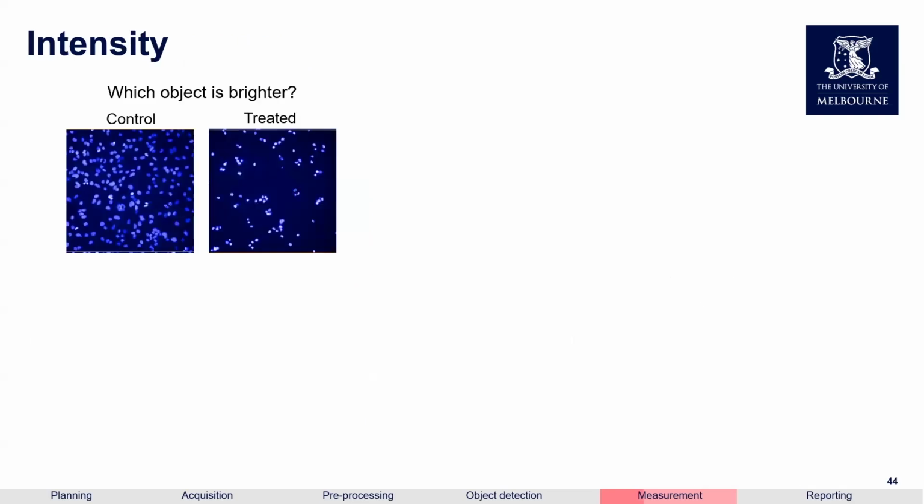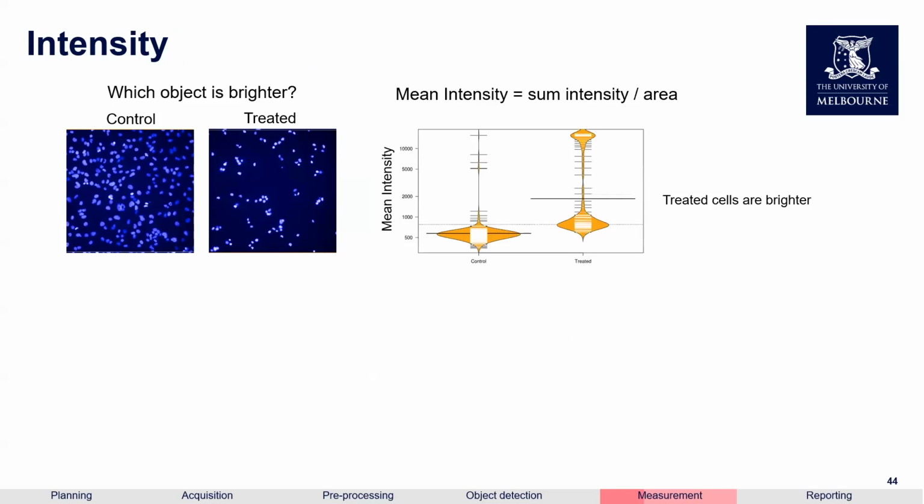And another one is intensity. So to compare the brightness between images, obviously the mean intensity is the right measure. It is the sum of all pixel values divided by the object area, which gives a size-normalized measure of staining level.